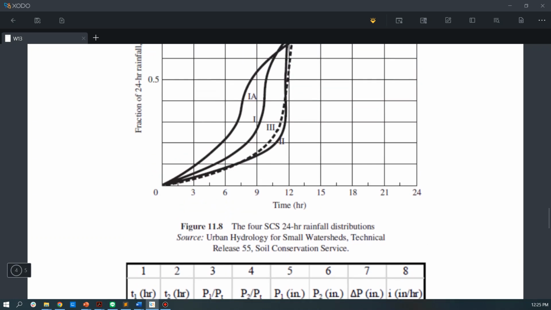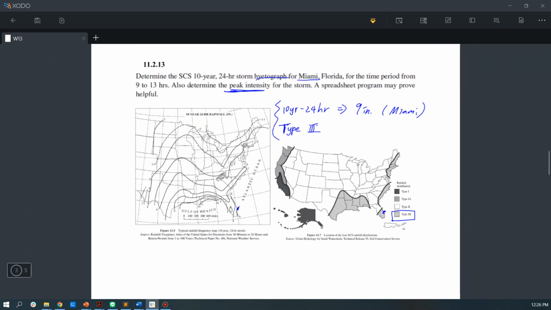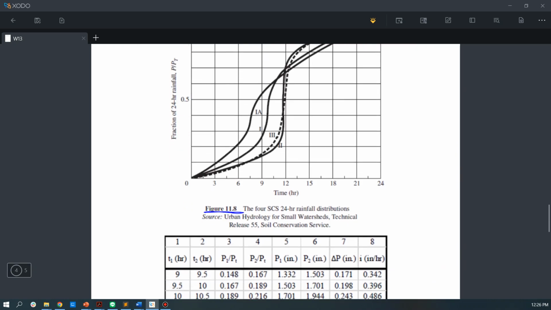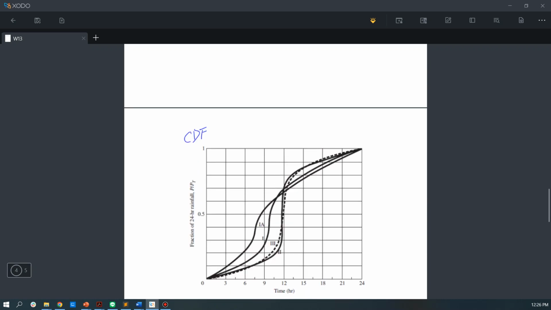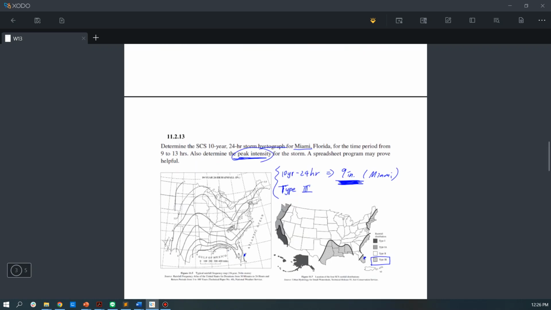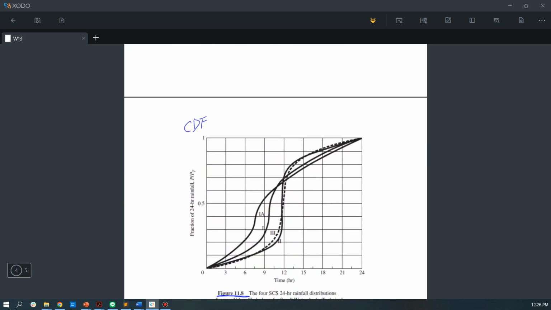to this figure 11.8. And now we want to convert this 9-inch rainfall into the rainfall distribution. Okay, that's the thing we want to do in the next step. And we want to use this SCS curve for the rainfall distribution. And as you see, this figure is the so-called CDF function, so it's an accumulated function. And what we want to find is the peak intensity. So that means what we really need is the PDF.